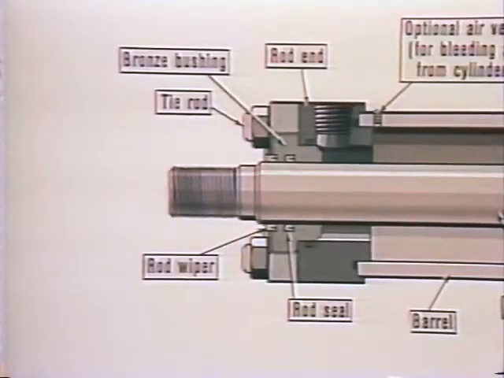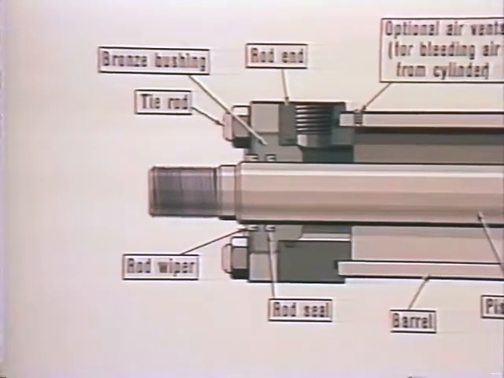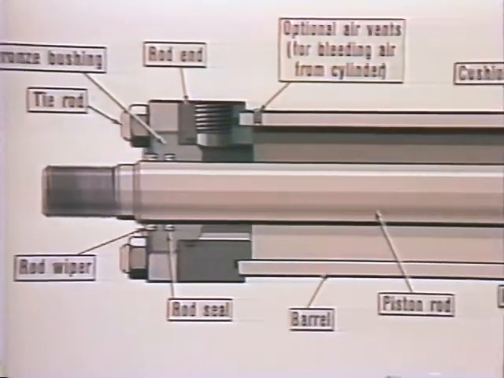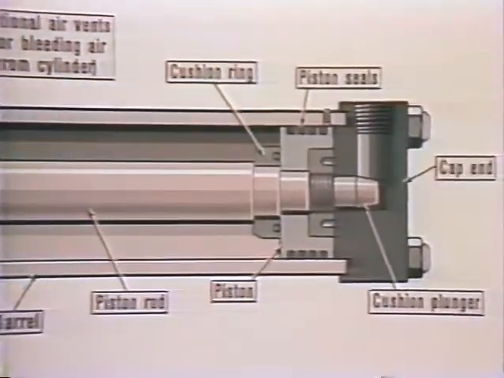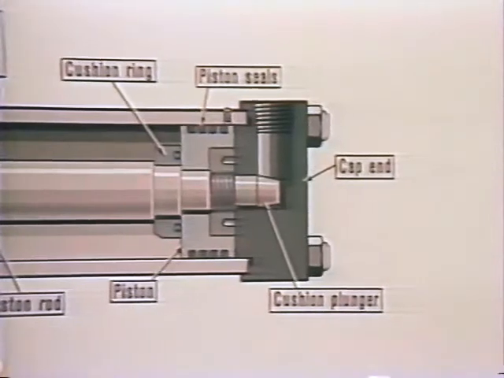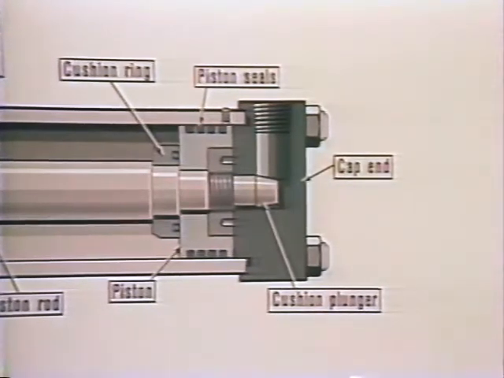Various mountings and other options are available on double-acting cylinders, such as rod wipers, air vents, cushions, stop tubes, and a variety of piston rings and rod seals. Rod wipers remove dirt accumulations on the rod to prevent it from contaminating the rod seal and bushing. Air vents allow you to bleed air out of the cylinder to prevent erratic operation.